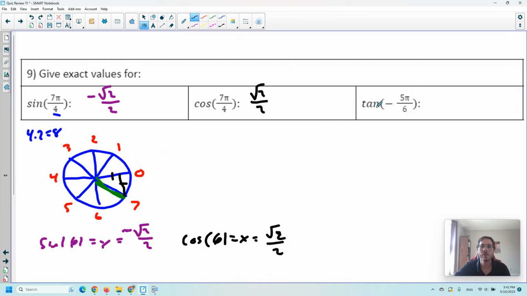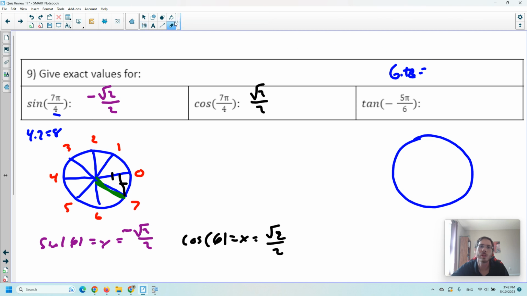And then the last one we have to do another circle. So we have tangent of negative 5 pi over 6. So if I do the circle for this one, here I know 6 times 2 is going to be 12 slices.